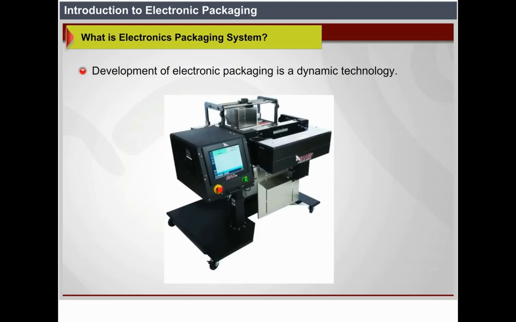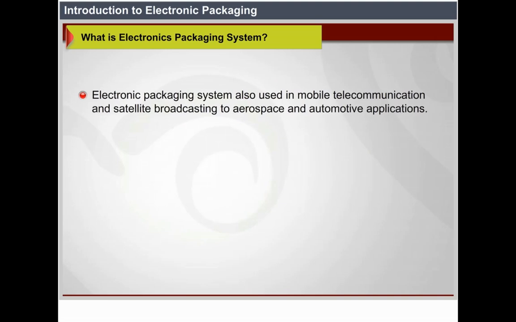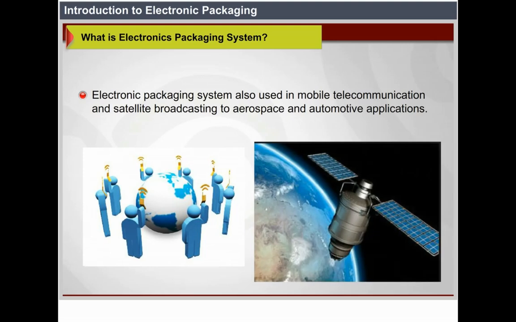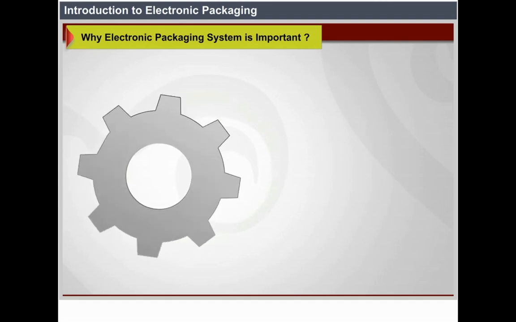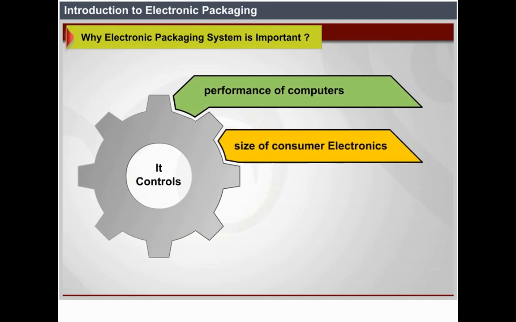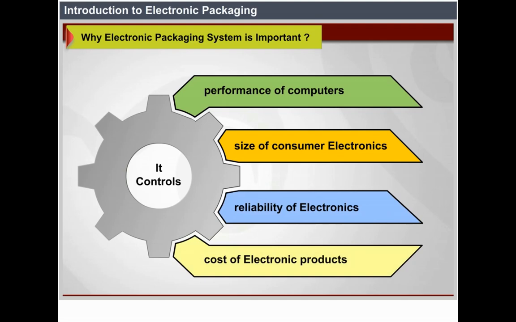Development of electronic packaging is a dynamic technology. Electronic packaging system is also used in mobile telecommunication and satellite broadcasting to aerospace and automotive applications. Why is electronic packaging system important? It controls performance of computers, controls the size of consumer electronics, controls reliability of electronics, controls the cost of electronic products.